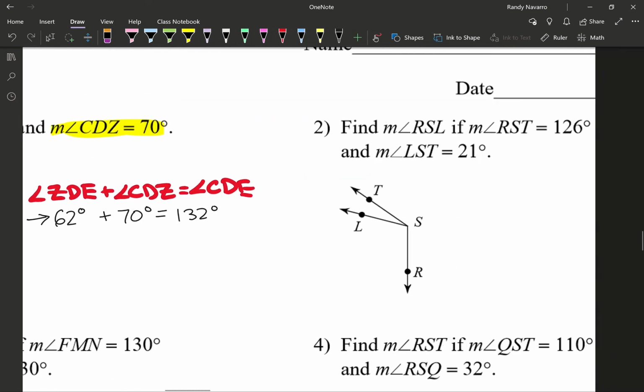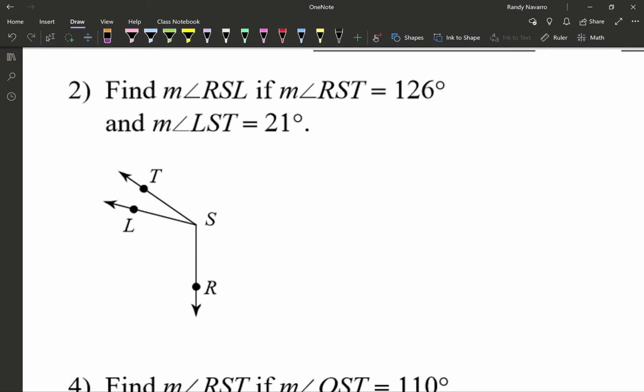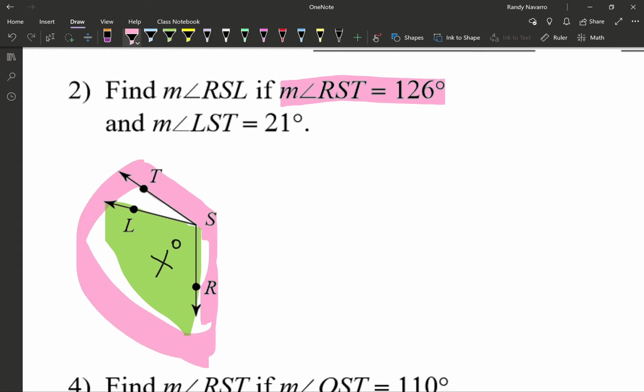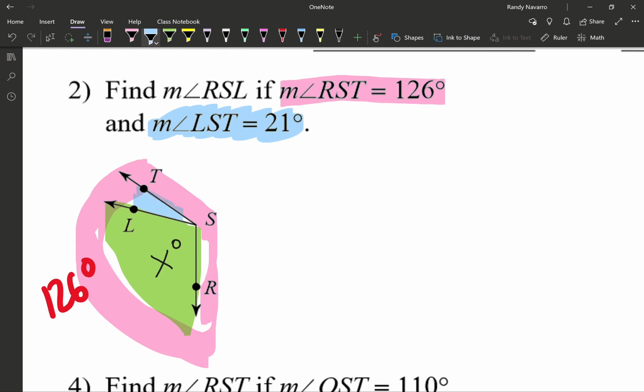So try number 2. Pause it if you have to. Here we are finding the measurement of RSL. We don't know what that is, so we're just going to call it X degrees. What we do know is the measurement of RST is 126, so R to S to T, that's the whole thing. This whole thing is 126 degrees, while this other piece, the measure of LST, is 21.